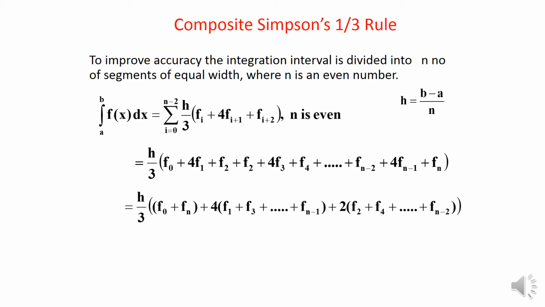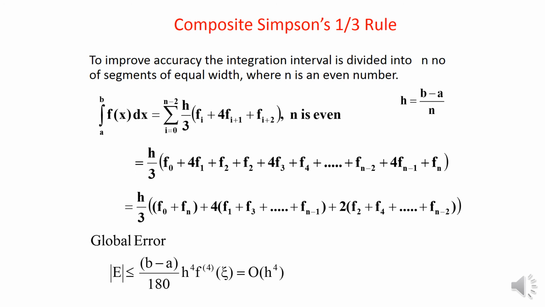So we have collected the first and last terms f0 plus fn, then the odd terms, and each odd term is multiplied by 4, so 4 common, f1 plus f3 up to f(n-1), then the even terms, twice the even terms. So first term plus last term plus 4 times the odd terms plus twice the even terms. h by 3 is outside. Then we have the global error, and the global error is b minus a upon 180 h to the power 4 f to the power 4 of zeta, which is of order h to the power 4.